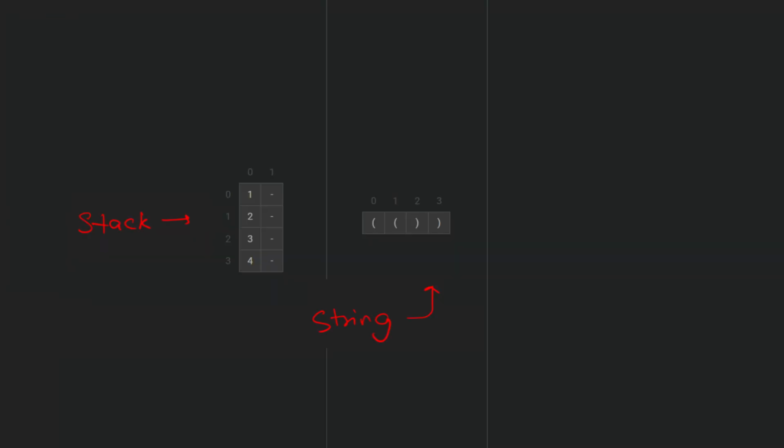Let's solve the parentheses validation problem for the string open parenthesis, open parenthesis, close parenthesis, close parenthesis using a stack. Start at index 0, where the character is an opening parenthesis. Since it's an opening parenthesis, push it onto the stack. Move to index 1, another opening parenthesis. Push it onto the stack.